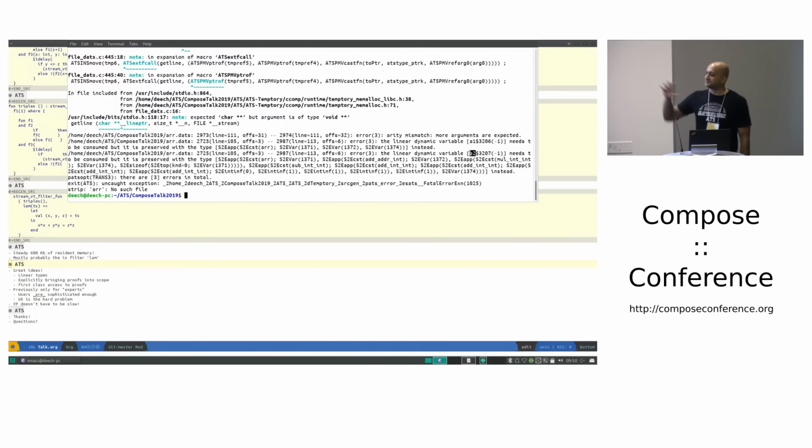Yeah, but it gets a lot worse when you make mistakes at the proof level, because you have unsafe operations like praxi and stuff at the proof level. And yeah.